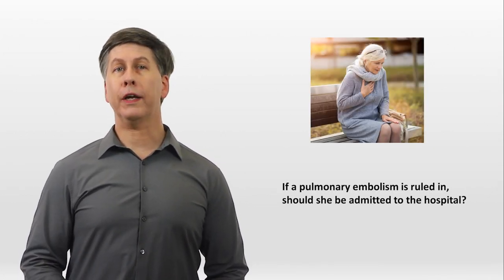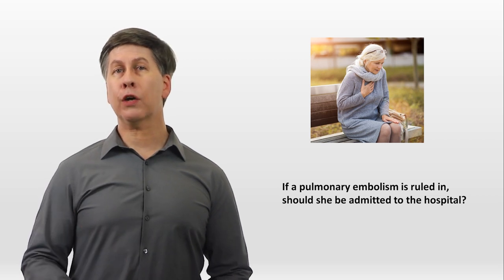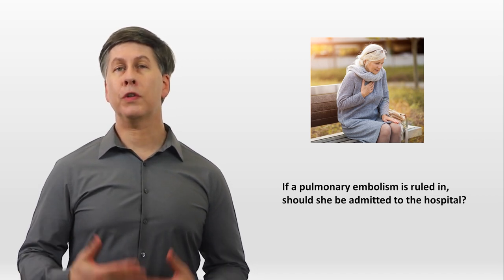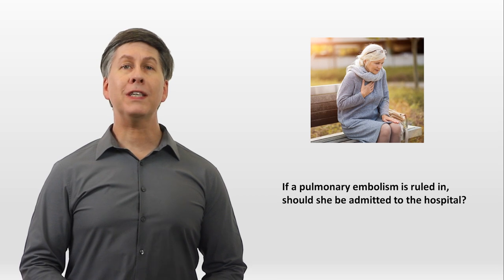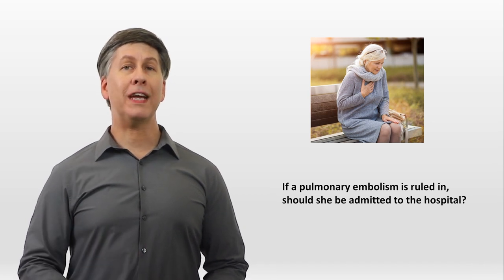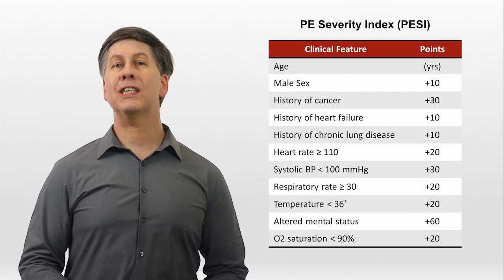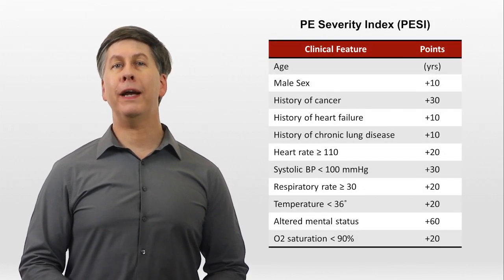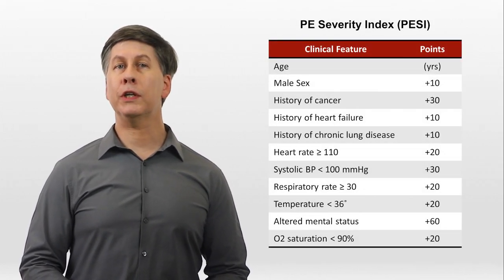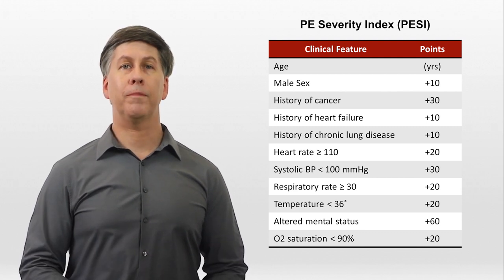We still have the third and final question to answer about our patient who may have a PE. If one is ruled in using the previously discussed algorithm, should she be admitted to the hospital? For this, as you may have seen in the previous table, there's yet another clinical prediction rule, the PE Severity Index, which places patients into one of five risk categories for 30-day mortality.